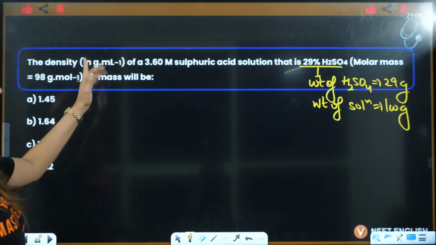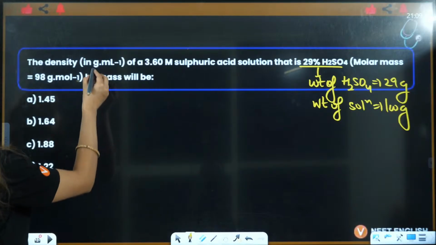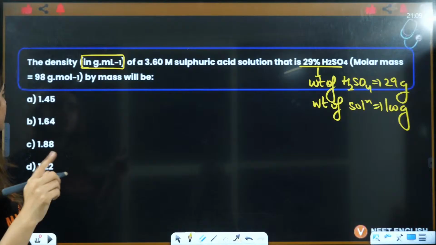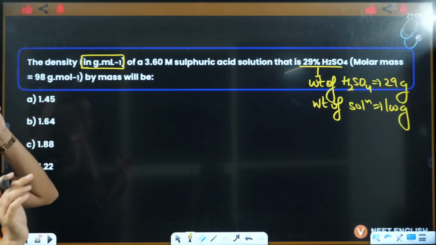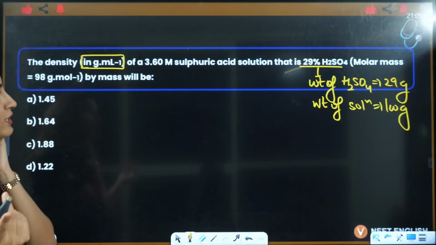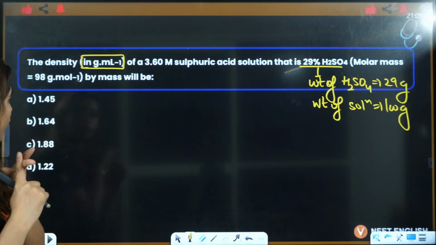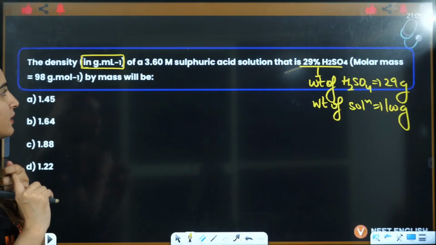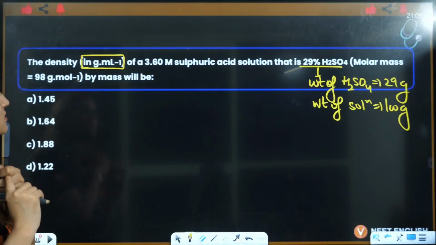Then the density, can you see here what they are asking? Acha, density is this. Density of this much will be. Okay, density they are asking you. Density, for that we need to find the mass, we need to find the volume, right? Of this much molar sulfuric acid solution, that is this H2SO4 by mass.